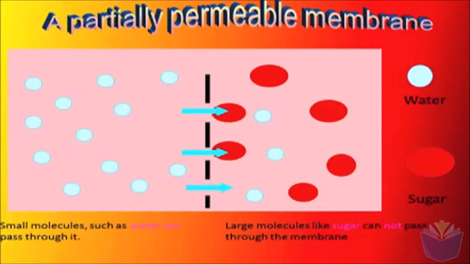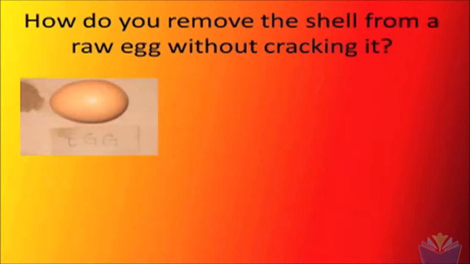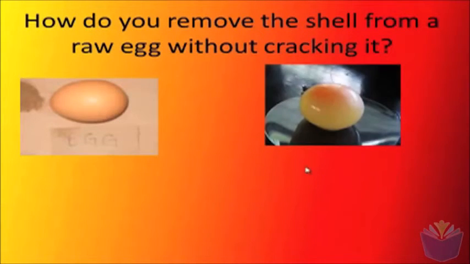Okay, so you can actually demonstrate how osmosis works by using a very simple practical. All you need is an egg, some vinegar and a couple of days' patience, and what you're eventually left with is an egg without a shell.